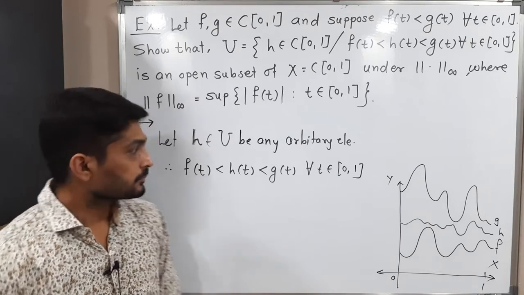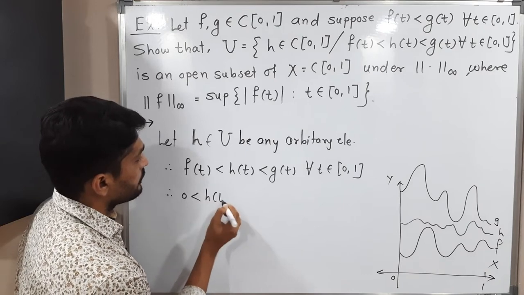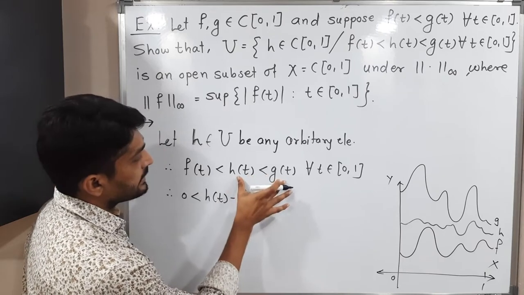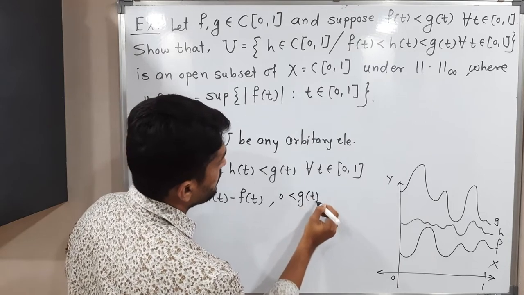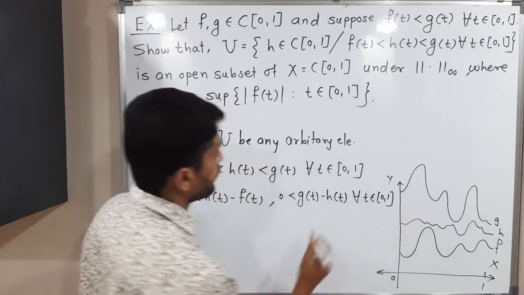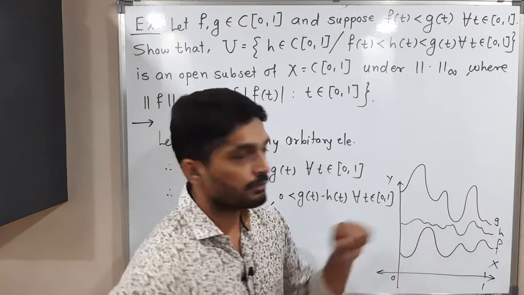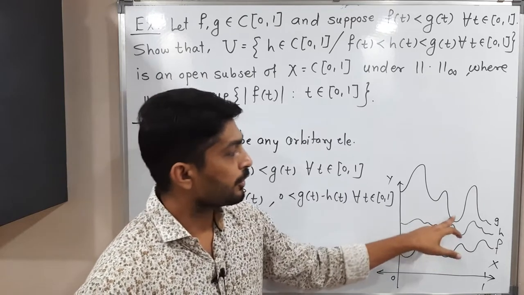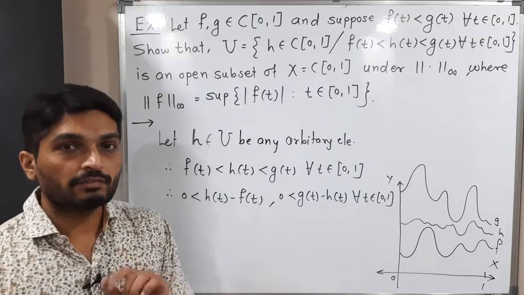After that, what will I do? We can shift f of t on that side. Therefore, 0 less than h of t minus f of t. I shifted f of t on that side, and if you consider this inequality and shift h of t on that side, you will have 0 less than g of t minus h of t, for all t belongs to closed interval 0, 1. So we have h of t minus f of t. That means if you subtract f of t from h of t, you will have a positive real number, and if you subtract h of t from g of t, you will have a positive real number. With the help of this, we can define one thing.